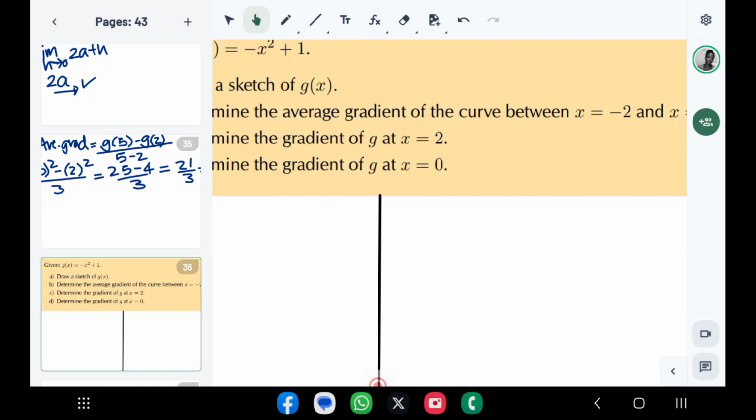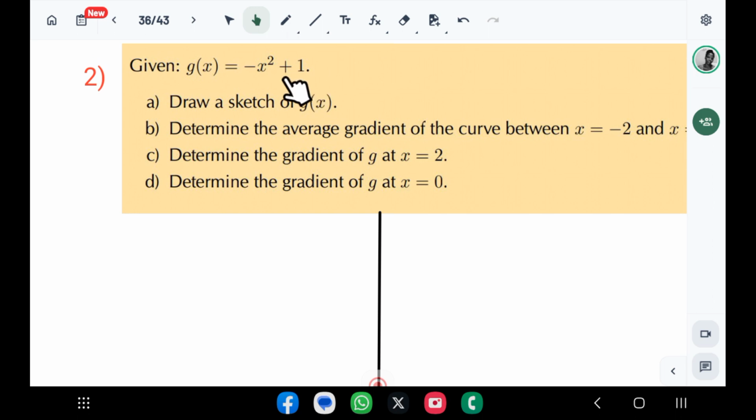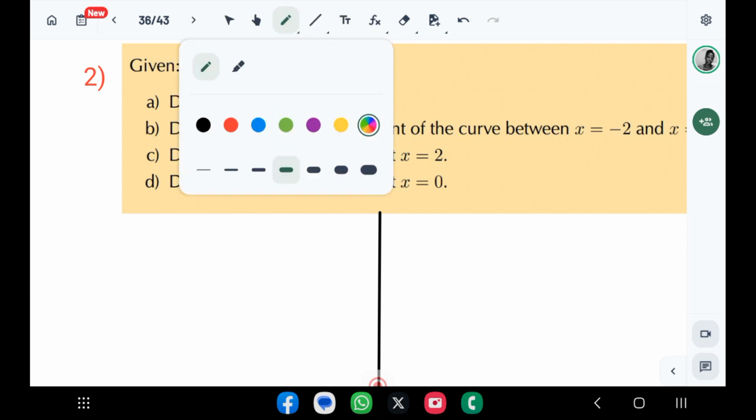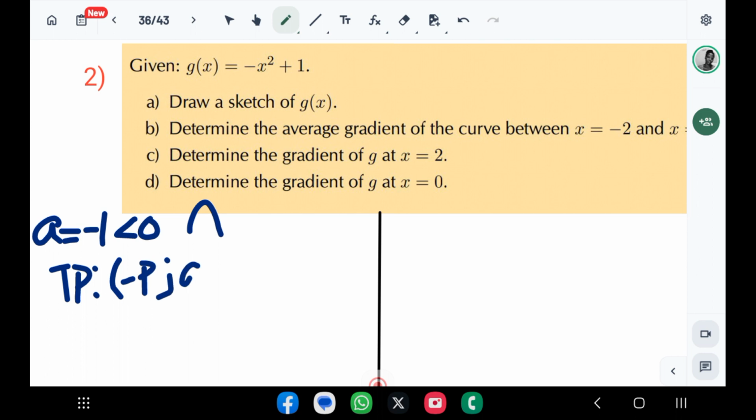Next question. The very last question. Given g of x equals minus x squared plus 1. Draw a sketch of g of x. The sketch will be very easy to draw. Let's figure out what the a is. a equals negative 1 here, meaning that it's less than 0, meaning that your graph looks down. The turning point is minus p, q, which is equal to 0, 1.